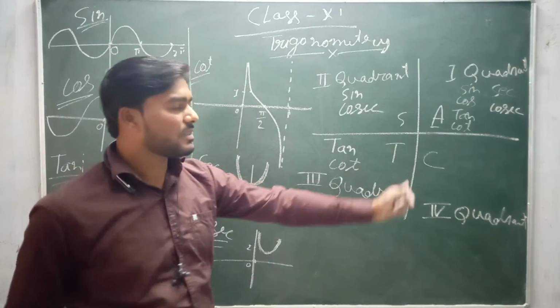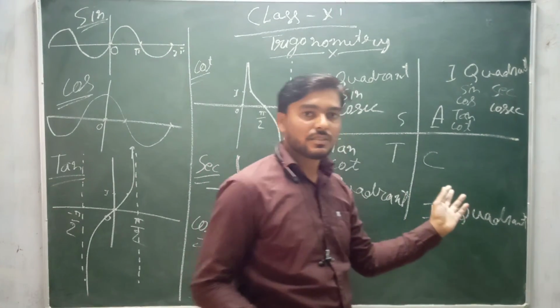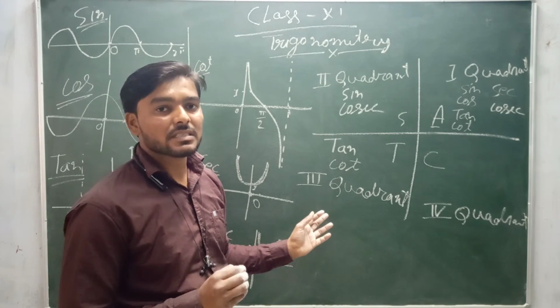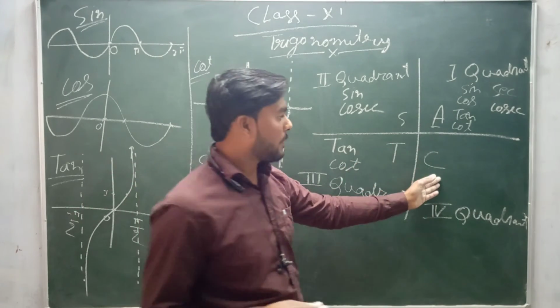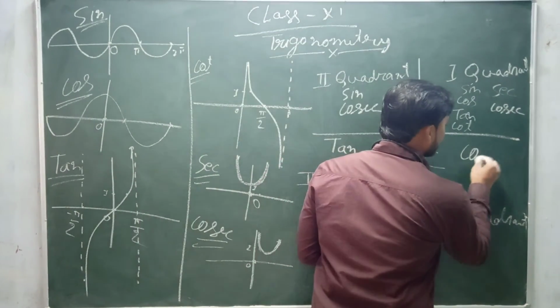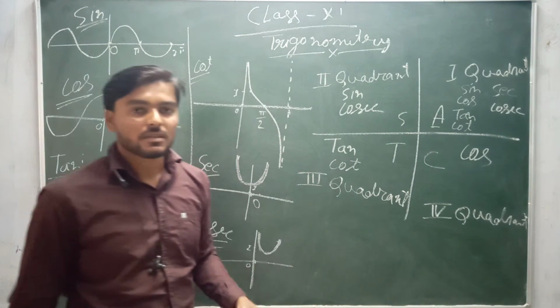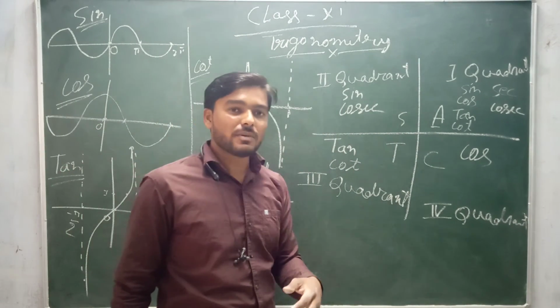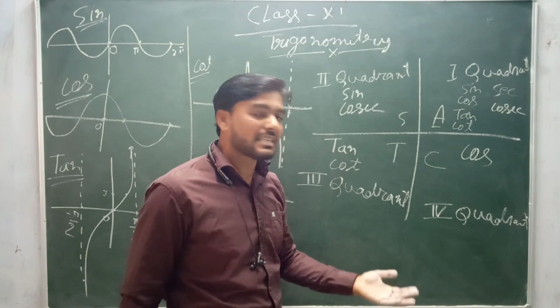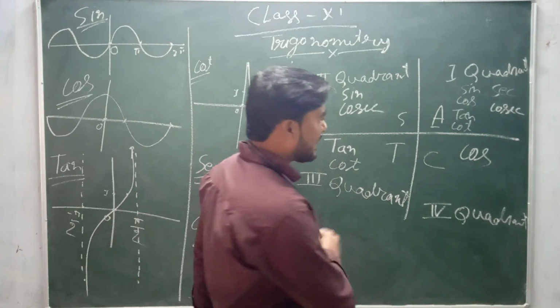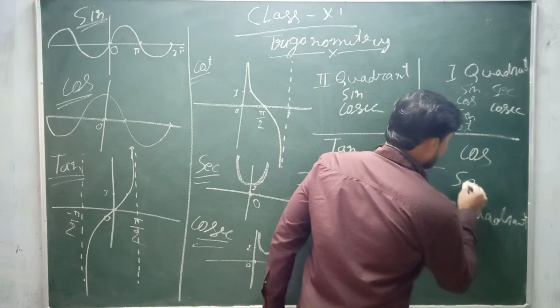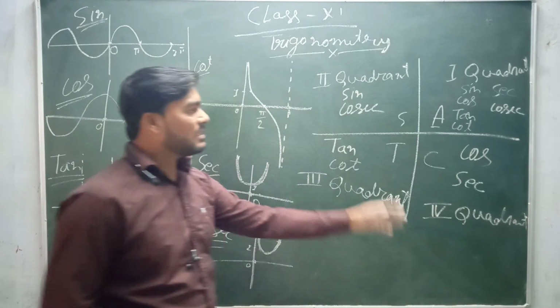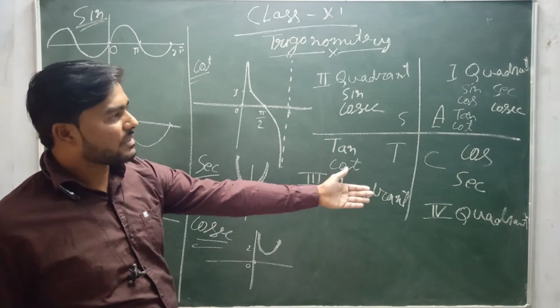Now for the fourth quadrant, that is C. C for cos. Cos will be positive in the fourth quadrant. And its related trigonometric function is sec. Cos and sec will be positive in the fourth quadrant.